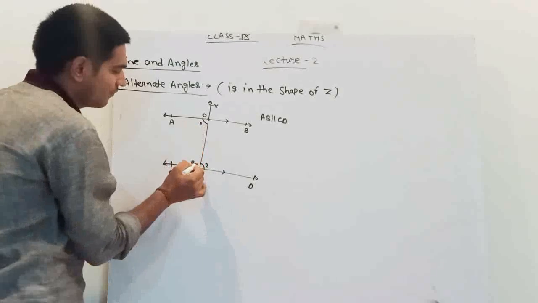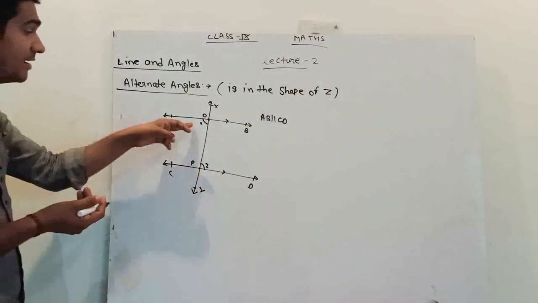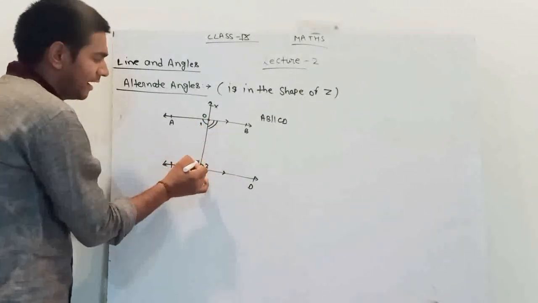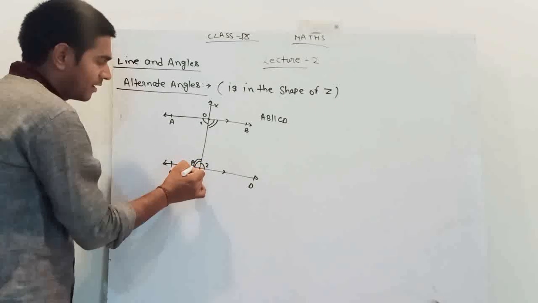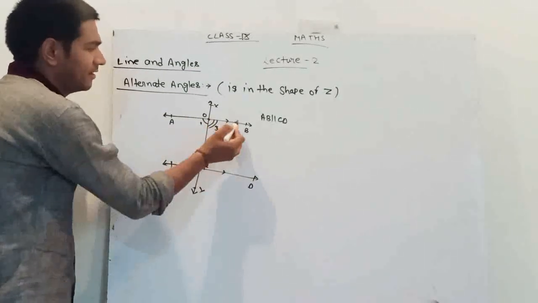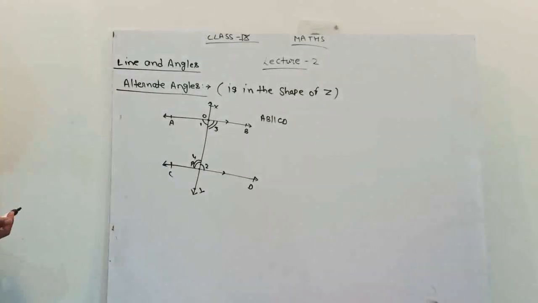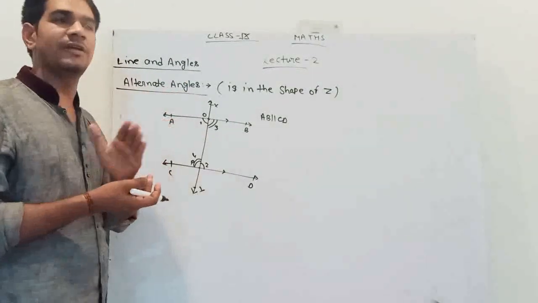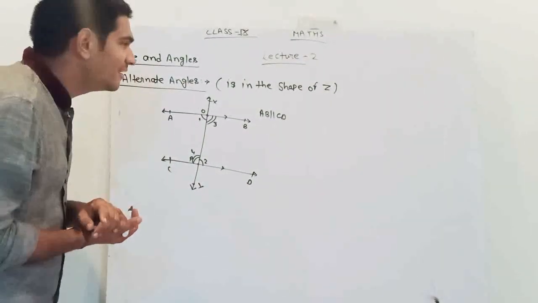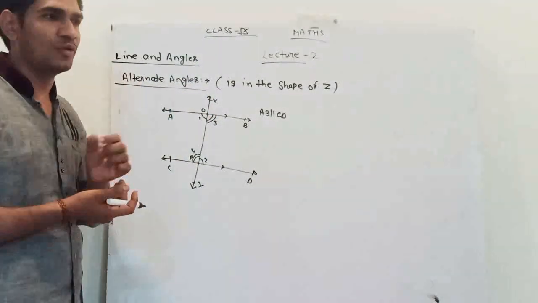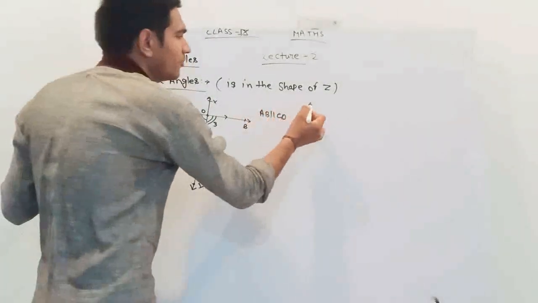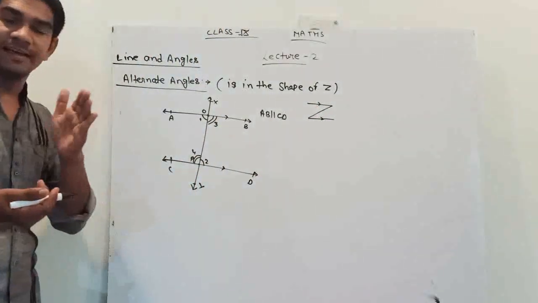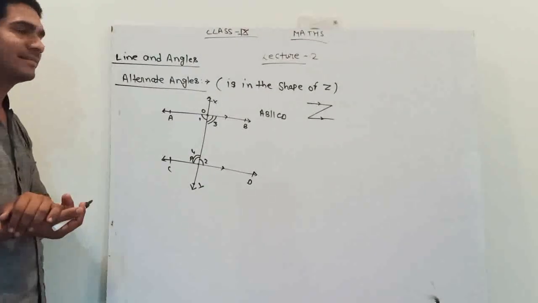Now this angle and this angle both are alternate angles because they form a Z shape. These are interior alternate angles, and this angle and this angle are also known as alternate angles. So this is also forming a Z. So understand? Alternate angles are always forming between two parallel lines, and generally these angles are in the shape of the Z. Okay? Z mein dekho students, lines hai, wo always kya hogi?